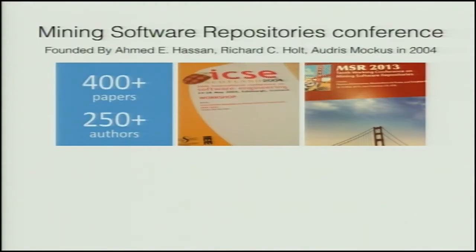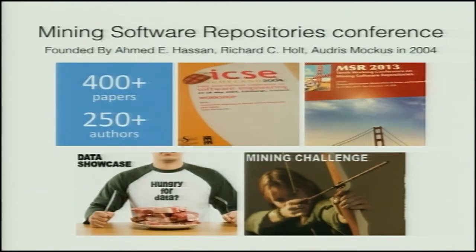And since 2004, the MSR conference has published over 400 papers with over 250 different authors. It grew from a workshop in 2004 to a conference, which is now the largest co-located event with ICSE, with more than 150 people every year. What's great about the MSR conference is that it has several venues to advance the field of data analysis, like the data showcase track, where people can share their data with the academic community and get a publication as credit for it. Or the mining challenge, in which young PhD students get exposed to the field of mining software repositories.